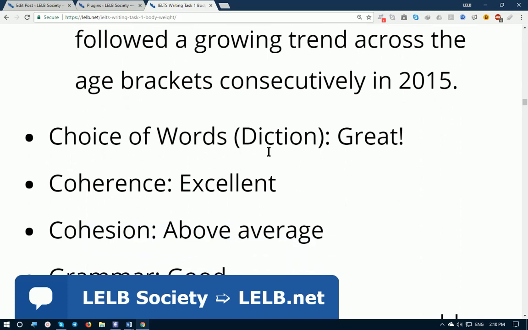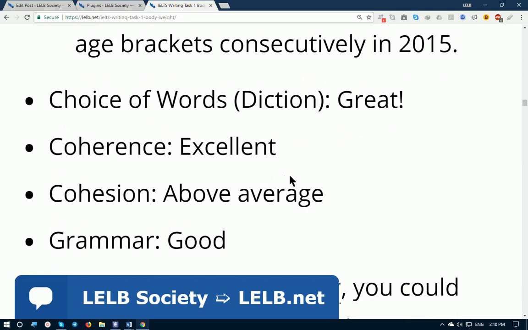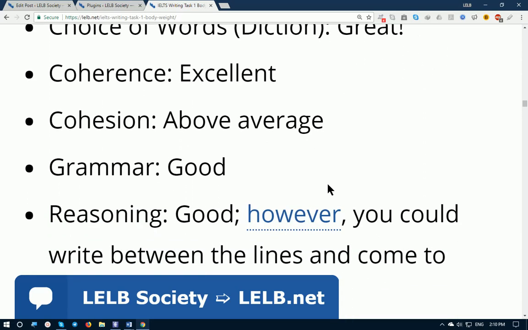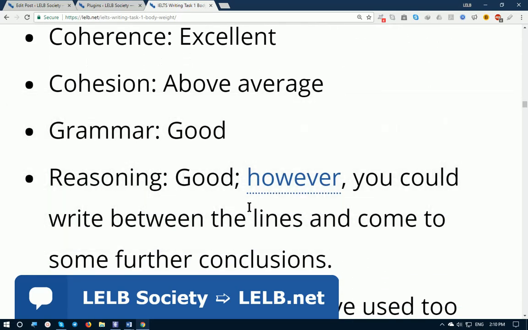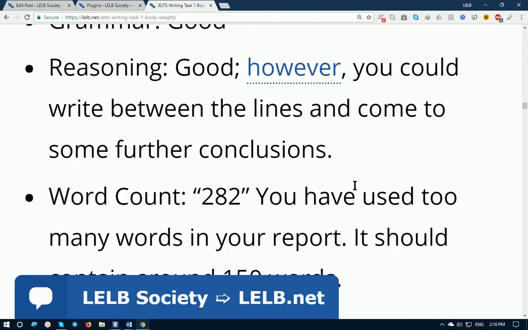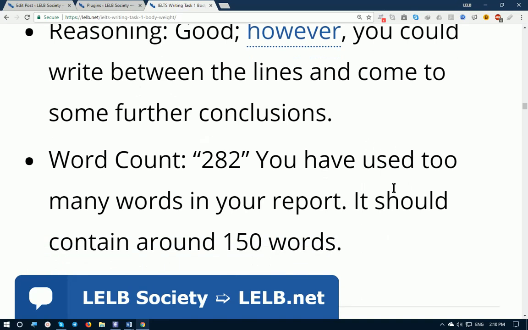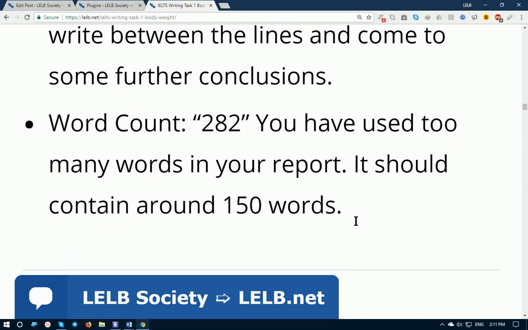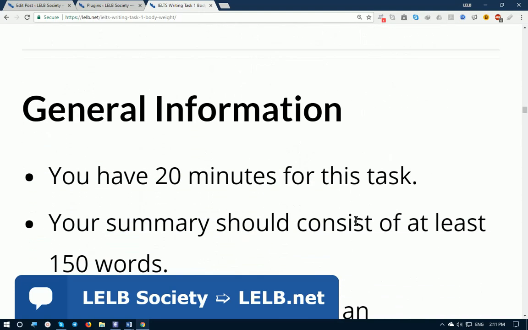Choice of words or diction: great, coherence: excellent, cohesion: above average, grammar: good, reasoning: good. However, you could write better. You could write between the lines and come to some further conclusions. And the word count is 282. You have used too many words in your report. It should contain around 150 words.